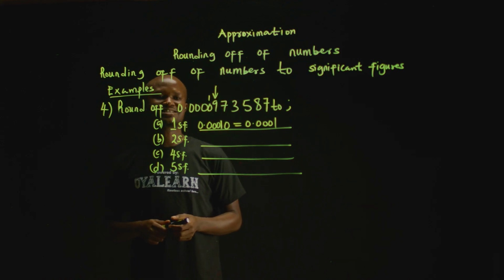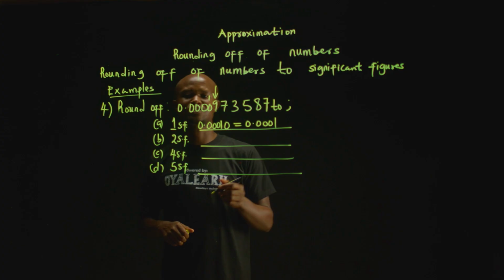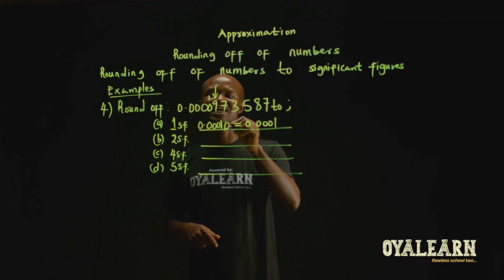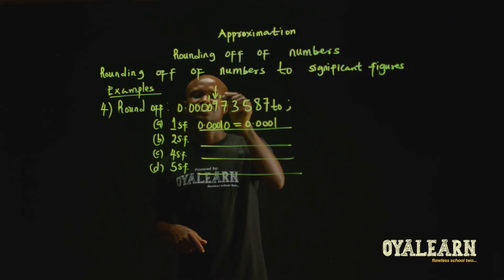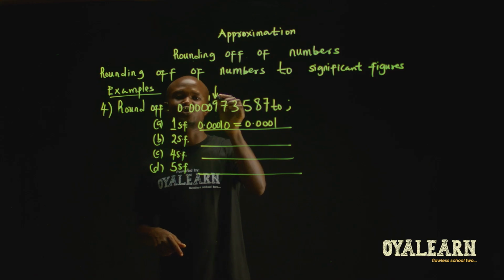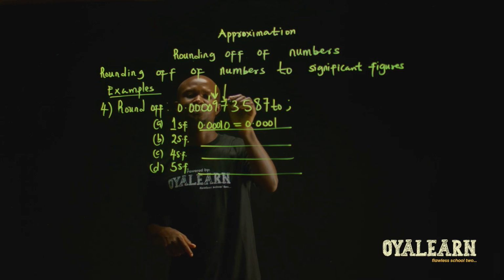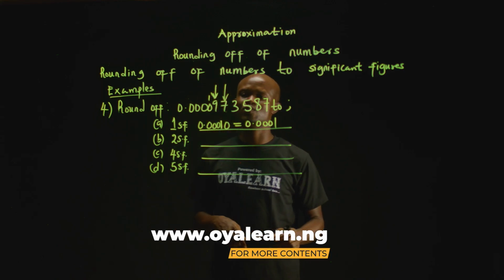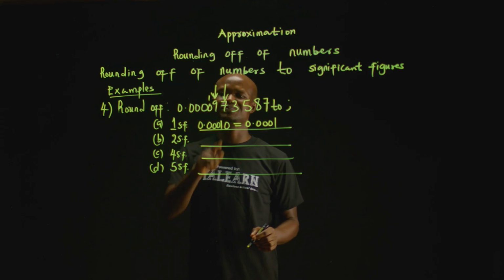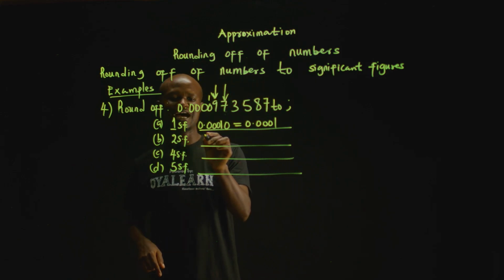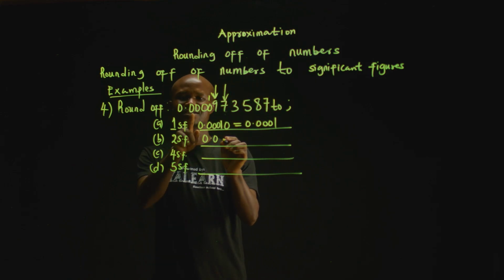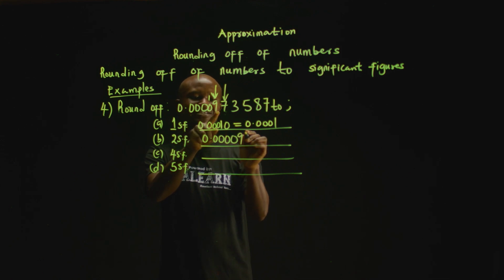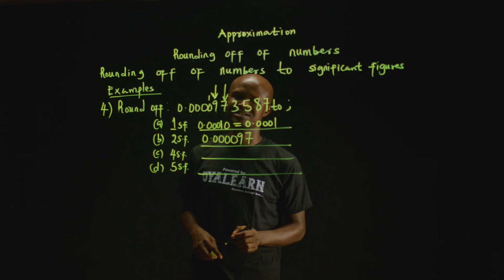Now, for 2SF, two significant figures, so what are we going to have? The first non-zero digit from the left is 9. Then we count, and we are dealing with 2SF, so we count 1, 2. So we stop at this 7. So at the back of 7, what do we have? We have 3. So it means that 7 remains the same. So we now have the answer to be 0.0000, then 97. That is the answer.